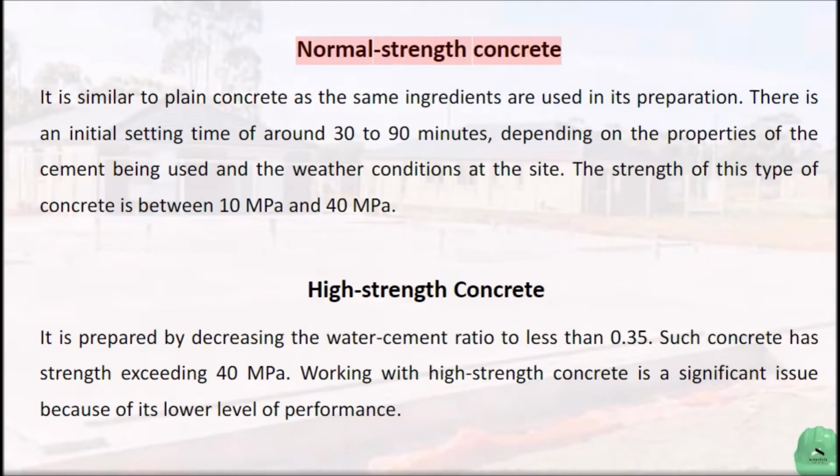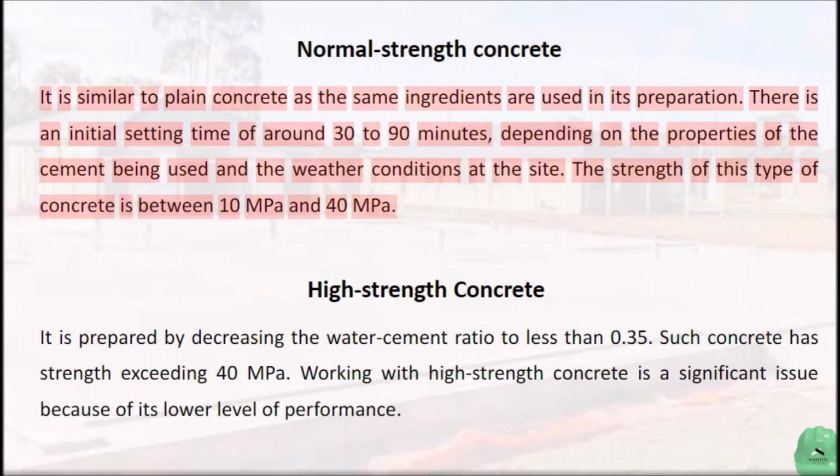Normal strength concrete. It is similar to plain concrete as the same ingredients are used in its preparation. There is an initial setting time of around 30 to 90 minutes, depending on the properties of the cement being used and the weather conditions at the site. The strength of this type of concrete is between 10 MPa and 40 MPa.